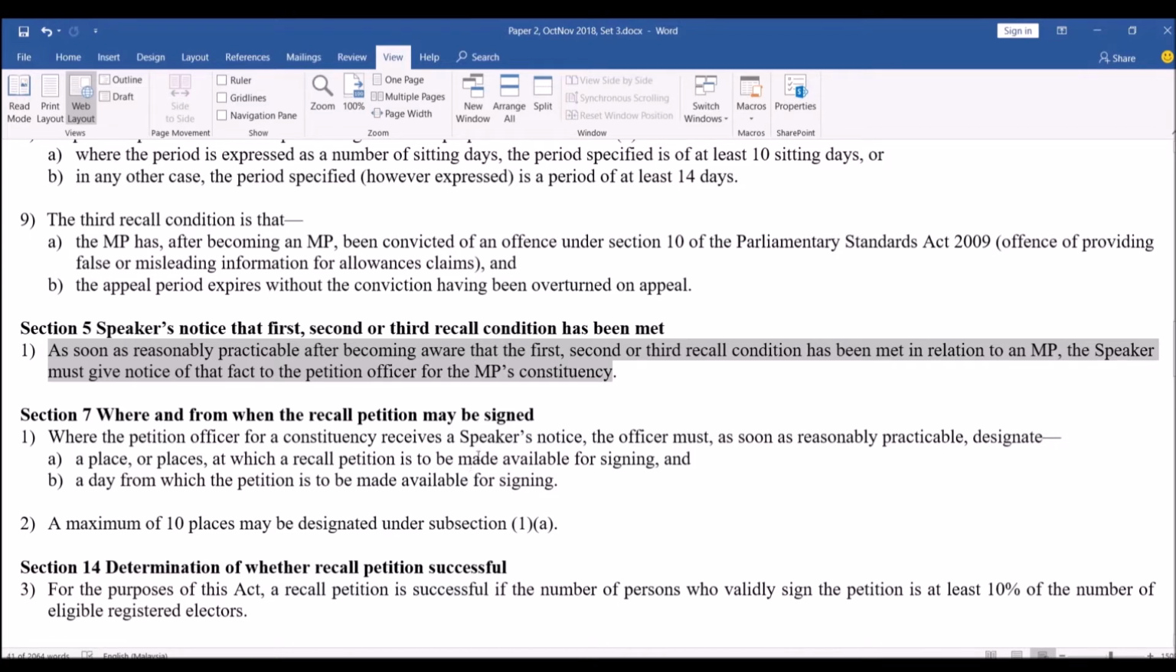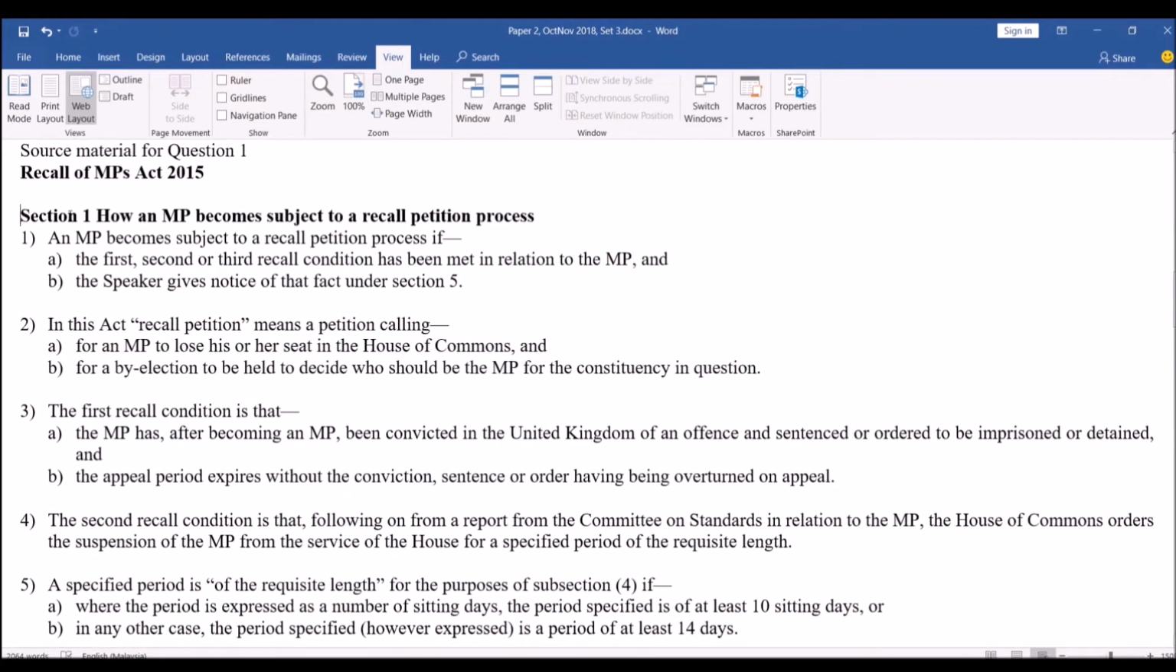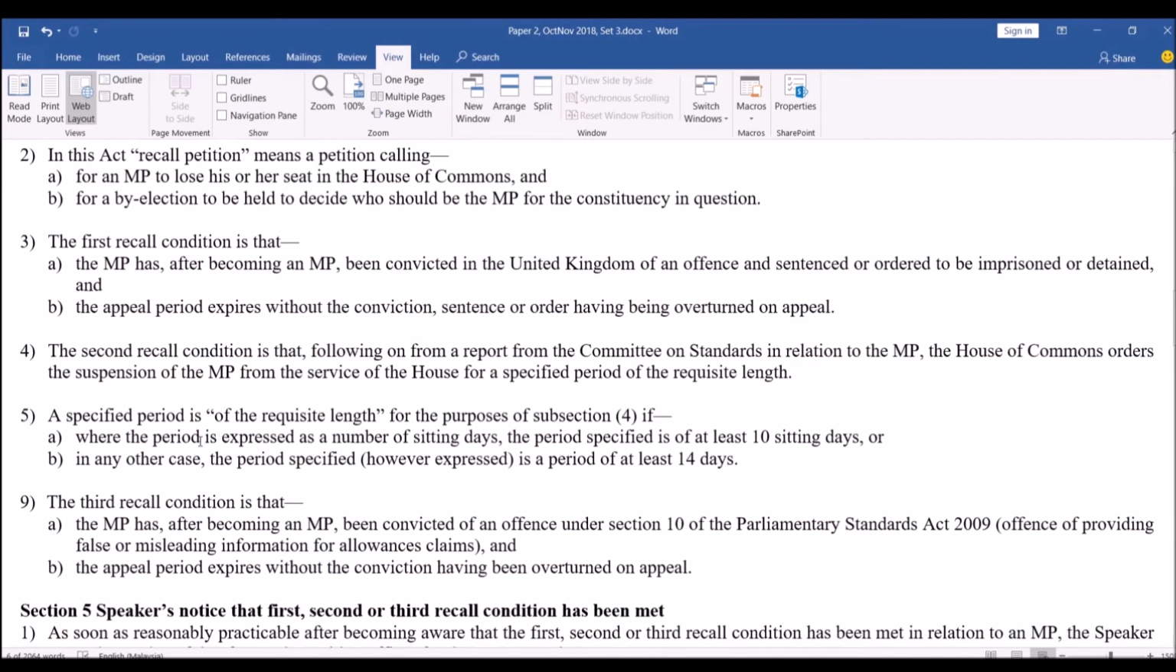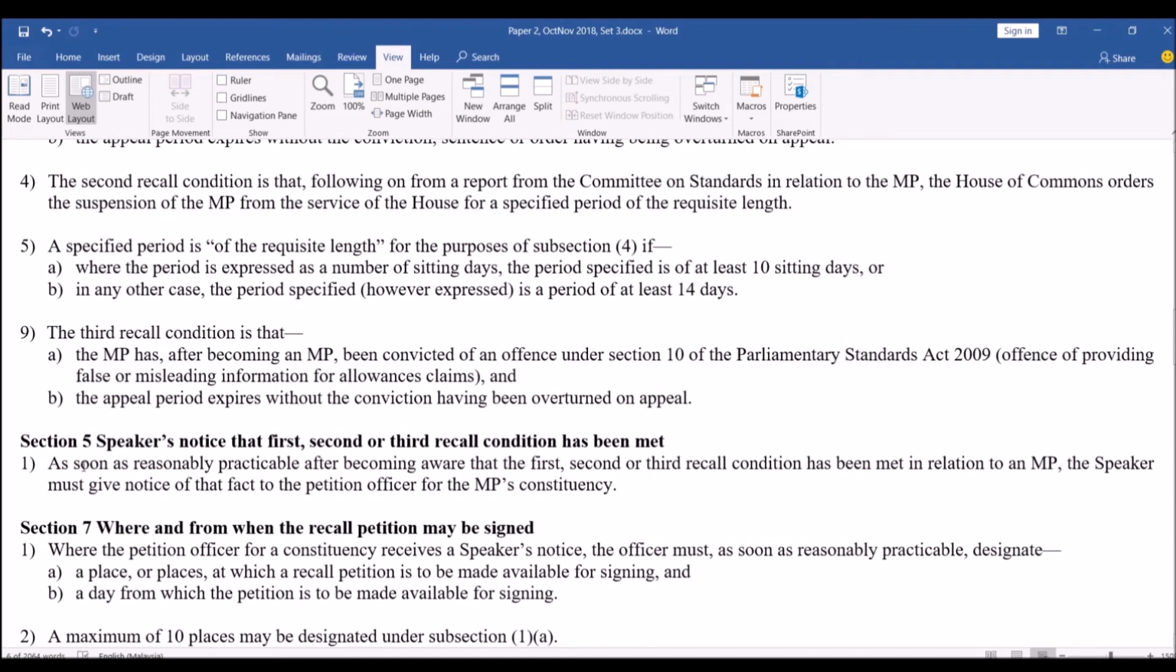So here it is about after section 1 has been satisfied, meaning either one of the three conditions has been met, then the speaker under section 5 should, as soon as reasonably practicable, give notice of that fact to the petition officer for the MP's constituency.